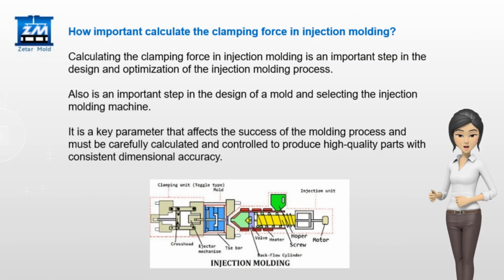How important is it to calculate the clamping force in injection molding? Calculating the clamping force is an important step in the design and optimization of the injection molding process. It is also an important step in the design of a mold and in selecting the injection molding machine. It is a key parameter that affects the success of the molding process and must be carefully calculated and controlled to produce high-quality parts with consistent dimensional accuracy.